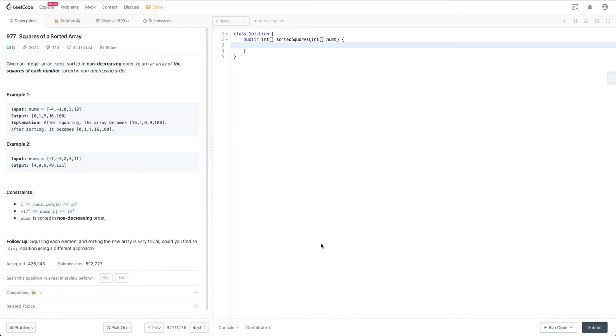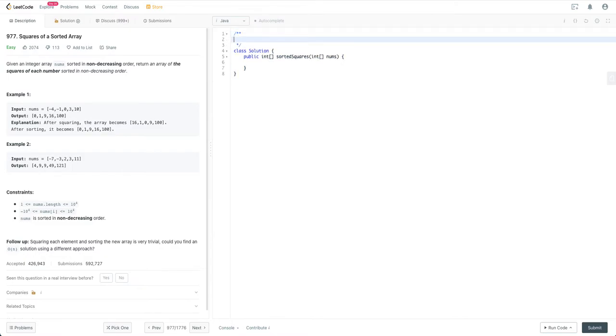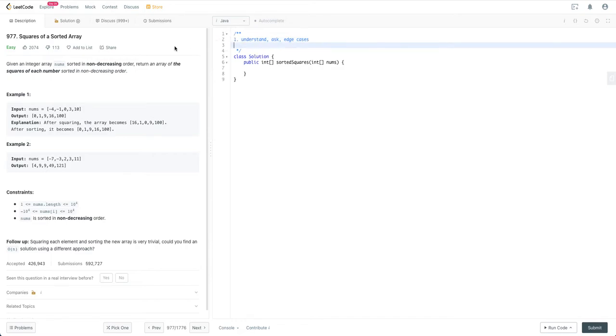So in this video there are two goals. The first goal is to see how to solve this problem, and the second goal is to see how you should behave in a real coding interview. So let's get started. Remember, in a real coding interview, the first step is always to try to understand the question. If there is anything unclear, please ask a question to the interviewer, and at the same time think about some edge cases. So let's see this problem.